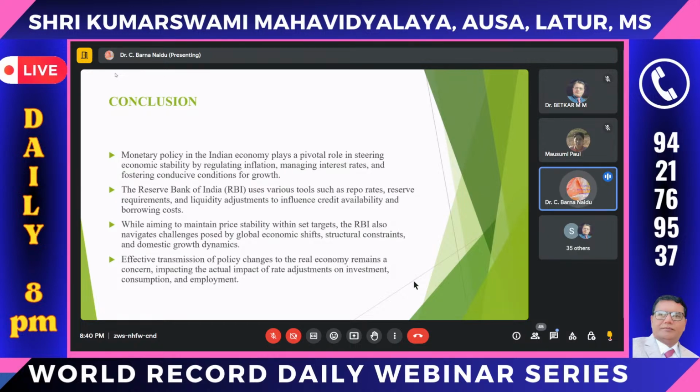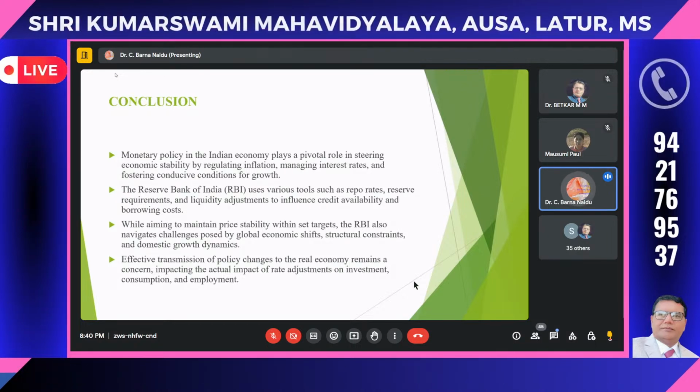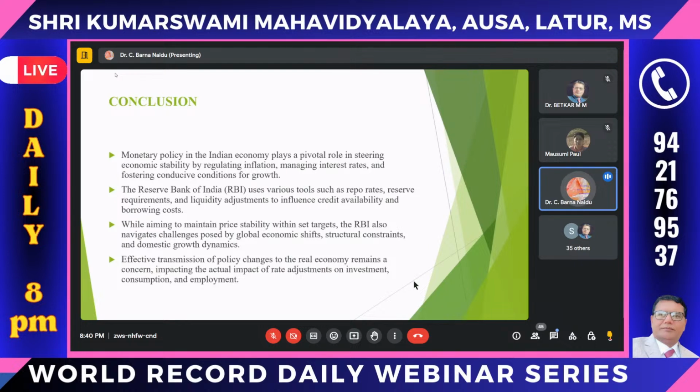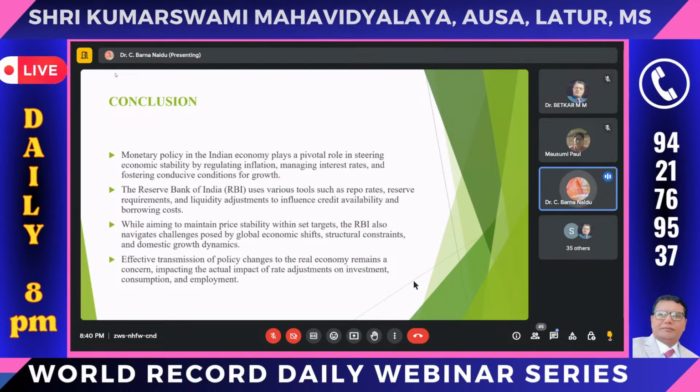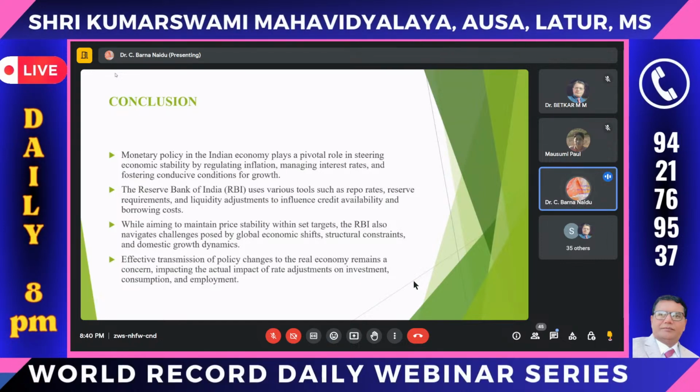Means when there is hyperinflation or overinvestment, a dear money policy is used. Now, under a dear money policy, your borrowing rates are increased. It helps to check the credit created by the bank.